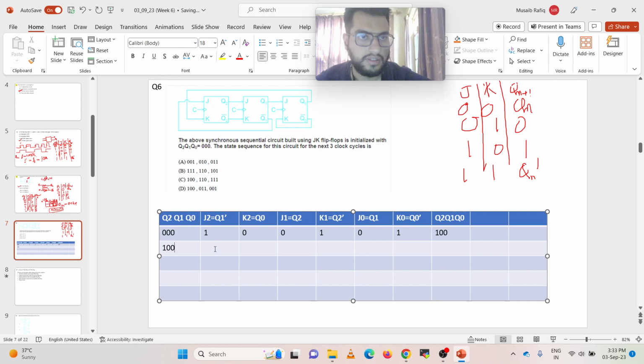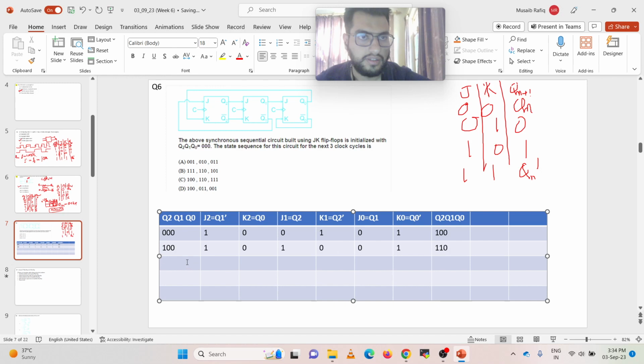Now that implies Q1 is again equal to 0, Q1 bar will be equal to 1, Q0 is 0, and Q2 which is 1, so it will be 1, Q2 bar will be equal to 0, then Q1 is 0 and Q0 bar is 1. So again we have J2 equal to 1 and Q2 equal to 1, that is 1 0 K, so I'll have 1 here. Then J1 1, K1 1, I'll have 1 here. And finally J0 equal to 0, K0 equal to 0, I'll have 0 here.